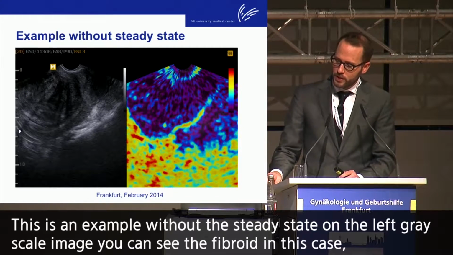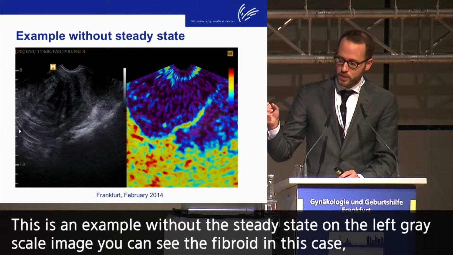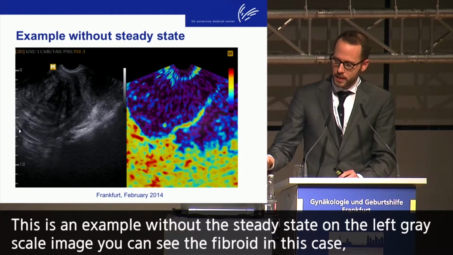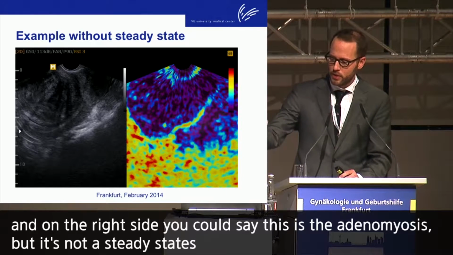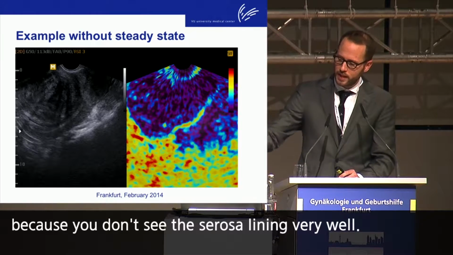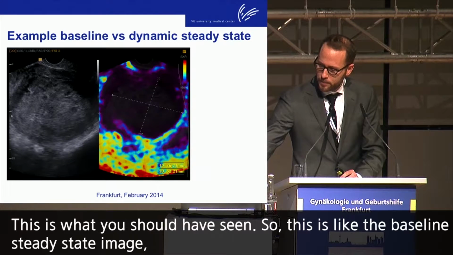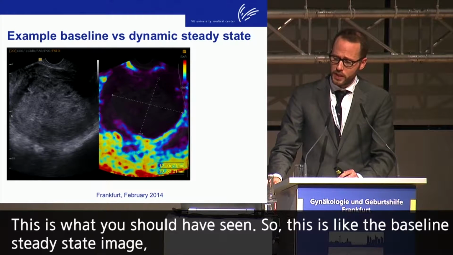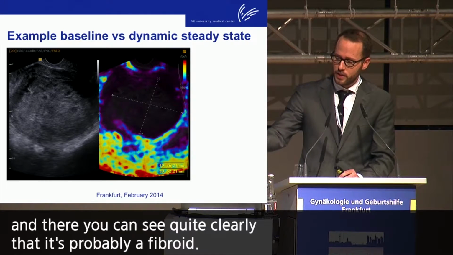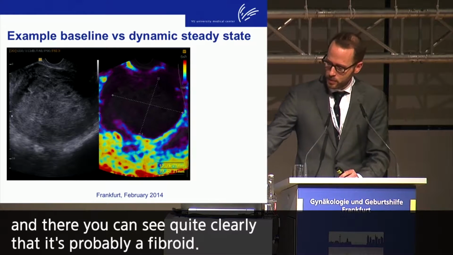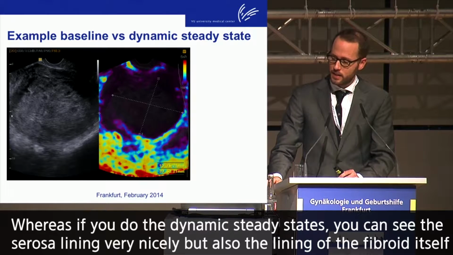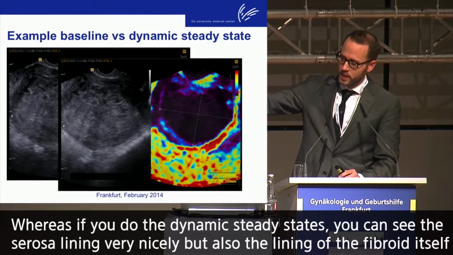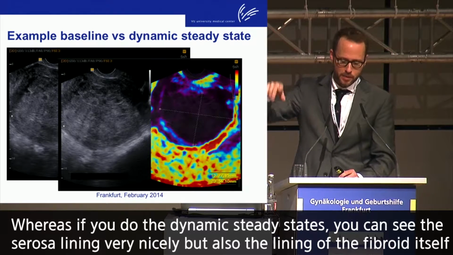This is an example without a steady state. On the left, the grayscale image, you can see the fibroid in this case, and on the right side you could say this is adenomyosis, but it's not steady state because you don't see the serosal lining very well. This is what you should have seen. So this is like the baseline steady state image, and there you can see quite clearly that it's probably a fibroid. Whereas if you do the dynamic steady state, you can see the serosal lining very nicely, but also the lining of the fibroid itself.